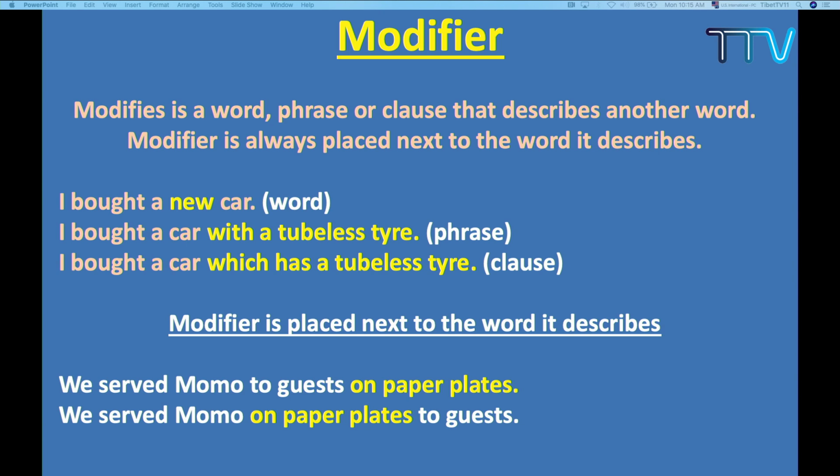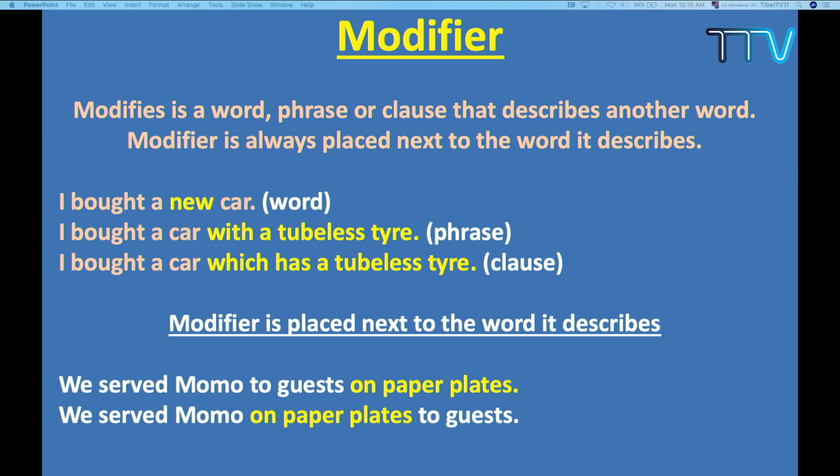Did you understand? The word new modifies the car. With a tubeless tire, it modifies the car. Which has a tubeless tire, it modifies the car. These words, phrases and clauses modify, so that is why they are called modifiers. Whenever we have these, it is very important to use the word just next to the word it describes. If you make a mistake placing it, what is the mistake? A misplaced or dangling modifier.